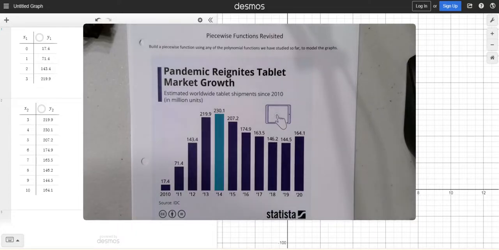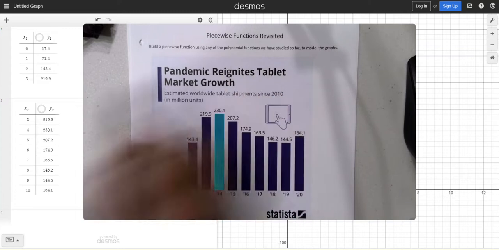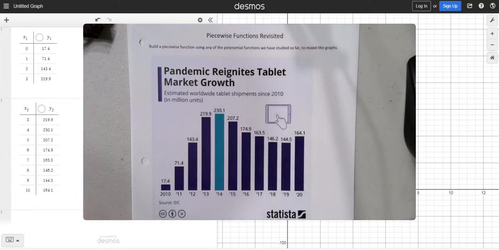I'm going to call this section 4.8b, even though it's really kind of its own topic. We're going to take a little time to revisit the idea of piecewise functions, and we're going to do it now from the perspective of having a lot more functions to think about than just the linear ones that you worked with the last time you talked about piecewise functions. So we're going to try to build a piecewise function reflecting this data here, using any of our polynomial functions that seem to fit well.